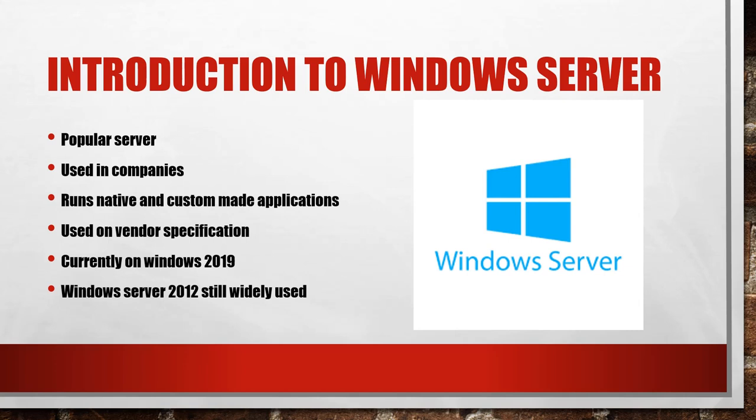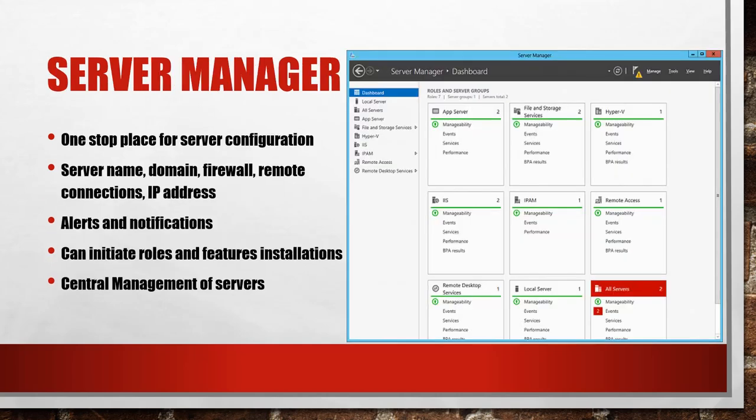Currently the latest version of Windows Server is Windows Server 2019, but Windows Server 2012 is still widely used. So you find that there's Windows Server 2012, 2016, now we're at 2019, but Windows Server 2012 is still very much popular, as it was a well-developed server.